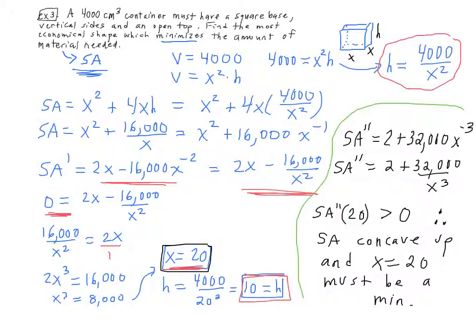Our second derivative, so I'm looking at the derivative of this equation right here. So that would be 2 plus 32,000 x to the negative 3. I then rewrote that x to the negative 3, and the bottom here is x to the positive 3. So we're going to plug 20 into this. And again, we don't care about the actual value. If we plug 20 into it, we can see that it's going to be something positive. So the second derivative is greater than 0. Therefore, the original surface area equation must be concave up. And if it's concave up, it guarantees that that value, x equals 20, must be a min. So again, we're talking about it being concave up, so therefore it must be a min.